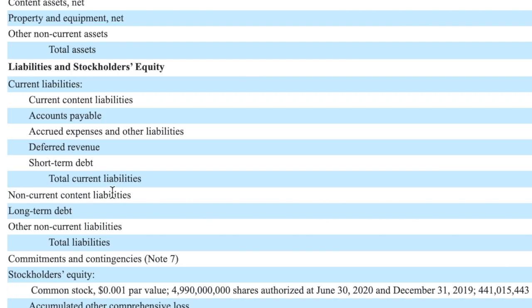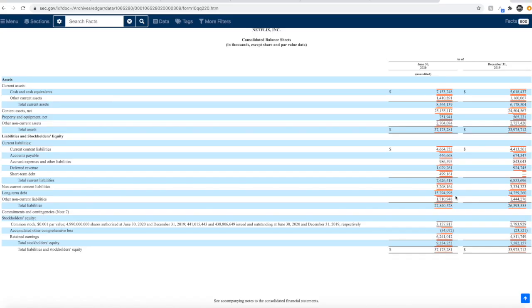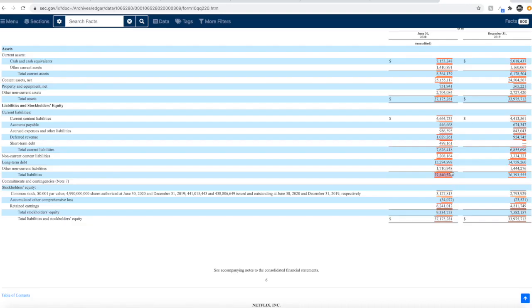Next up, we have Netflix's non-current liabilities. This includes their non-current content liabilities, which is around $3 billion, and their long-term debt, which is around $15 billion. That is a huge number, but I think it is reasonable for Netflix because they do have such a huge growth potential, and even though they do have to pay this money back at some point in time, they are growing really fast, so I don't think it should be a problem for them. However, in general, you should be wary of companies that do have a lot of debt.